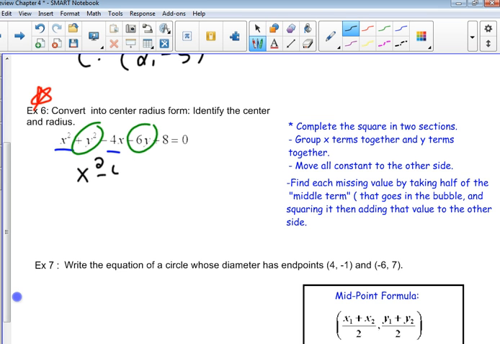Group your x's together, and then group the y's together. And what I mean by that is just write them together. X squared minus 4x. Then we'll have plus y squared minus 6y. And after this, group your x's and y's together, we're going to move all the constants to the other side.